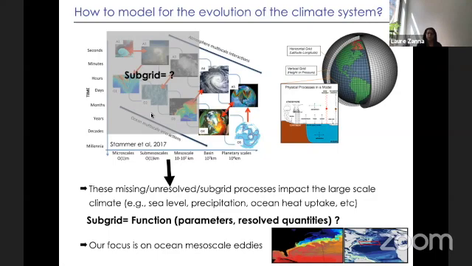I'm going to focus on the problem of ocean mesoscale eddies. They're ocean processes with a scale of about 100 kilometers, represented here and over here. This is the Gulf Stream. You get those turbulent features being shed off a strong jet, and they feed momentum and energy back into the mean flow. So even though they're small scale, they impact the large scale as well. That's what we're going to focus on: how do we represent that function, with parameters and resolved quantities?